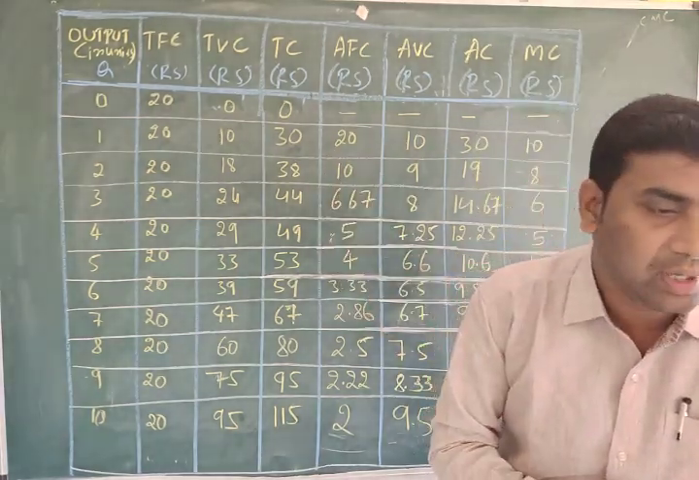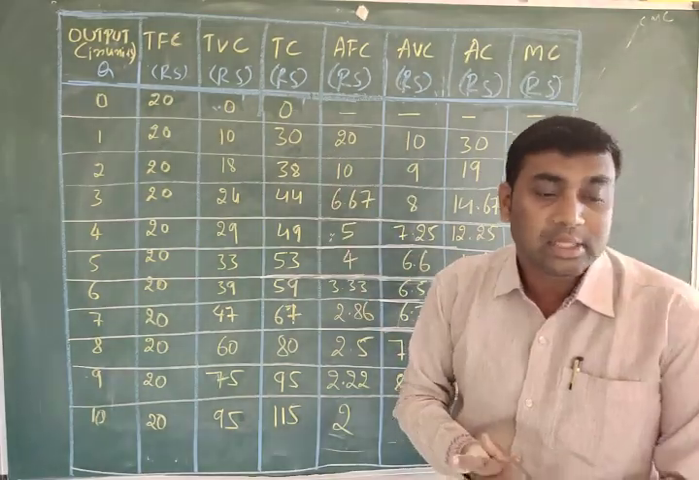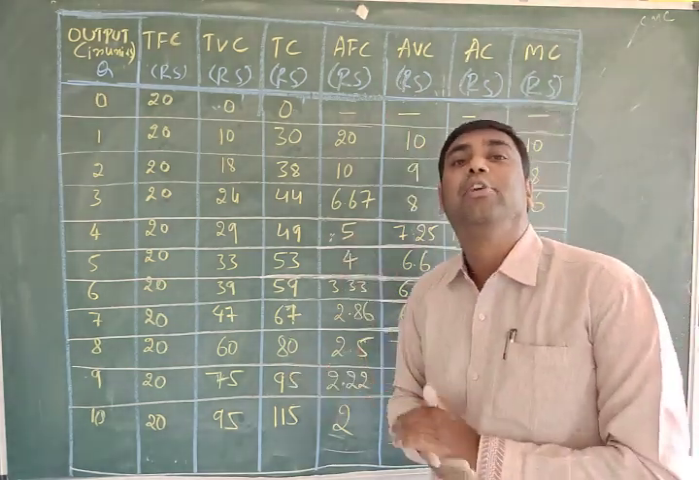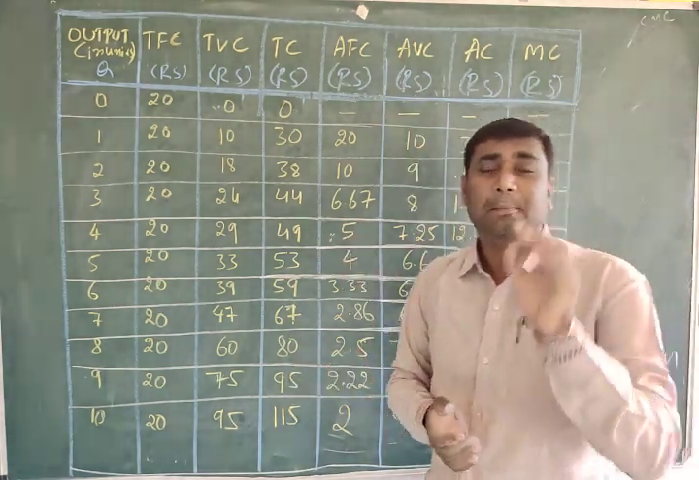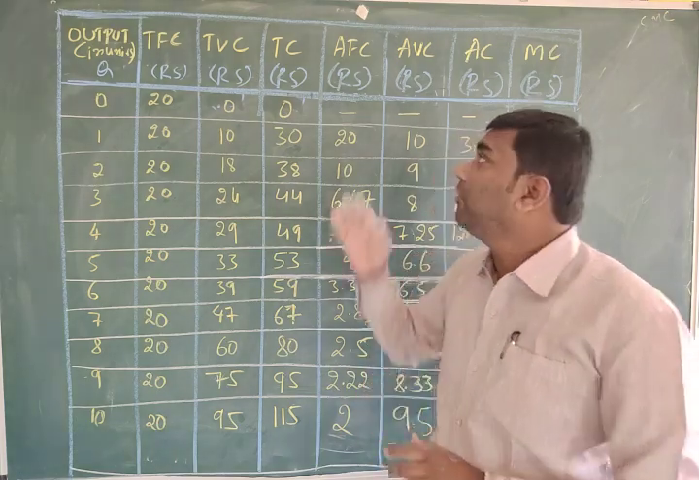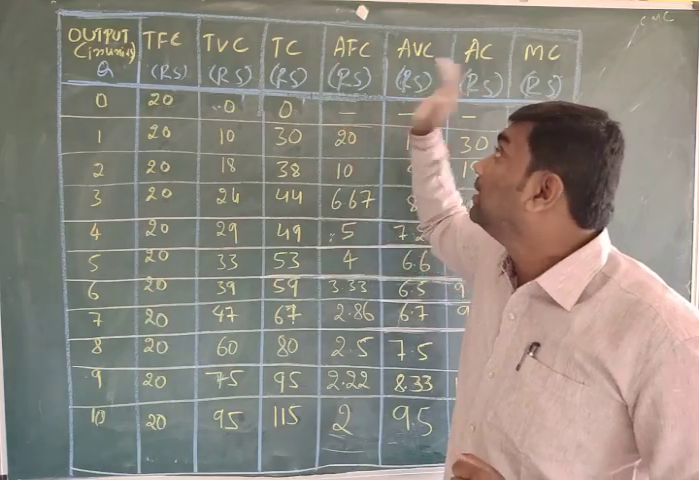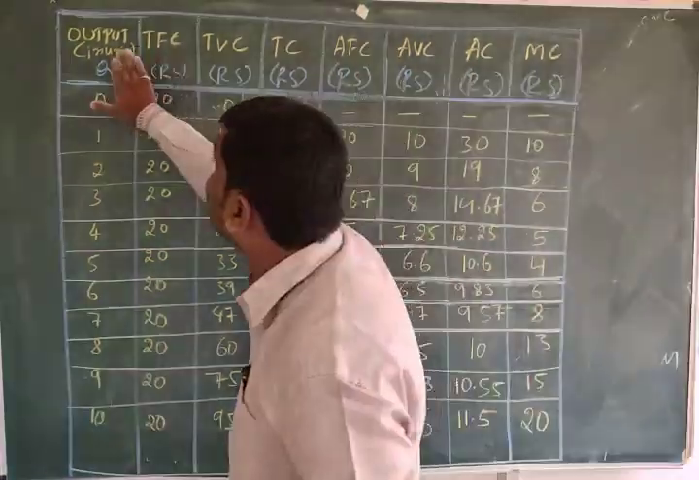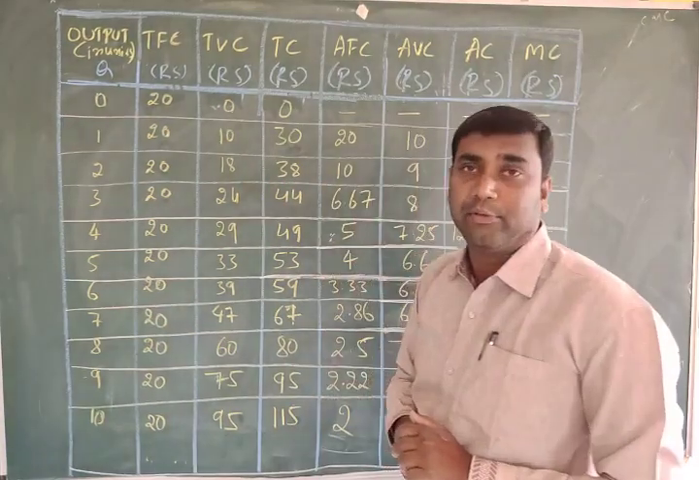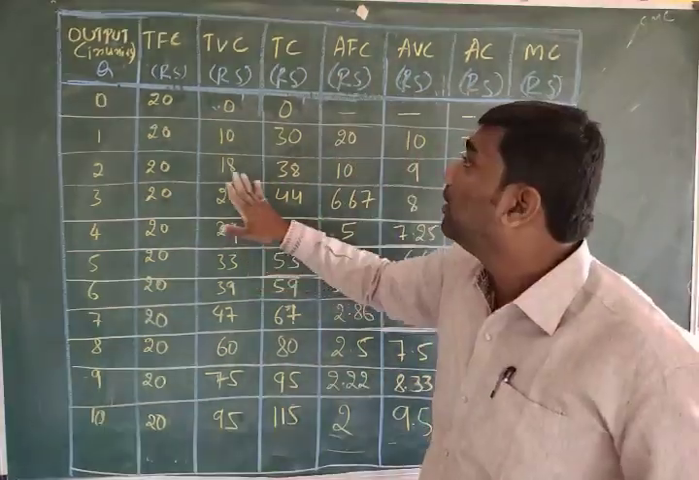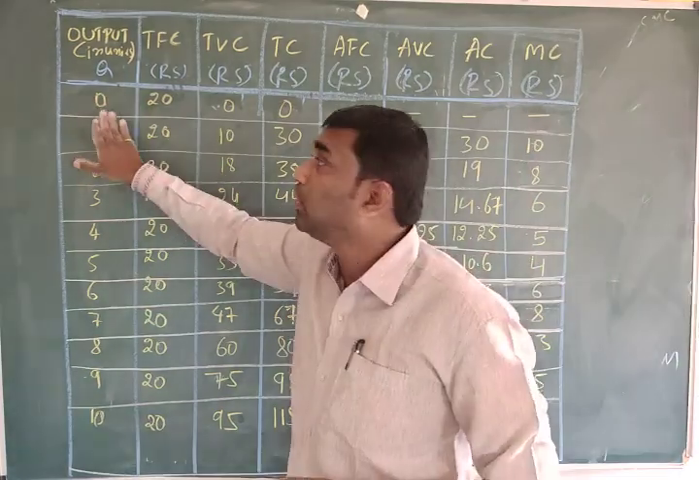Next is AFC. Up to this is already explained. What is the meaning of AFC? That is per unit cost of fixed factor. How can we calculate it? We can calculate it with the help of the formula TFC divided by Q.